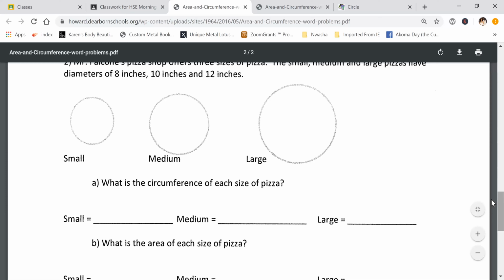50.24. Yep. So now this is where you might do both, right? We said if the radius is 4, you can do the 4 times 4 in your head. And then in the calculator, you can just type 16 times 3.14. So now you're going to do the same thing for medium and large.